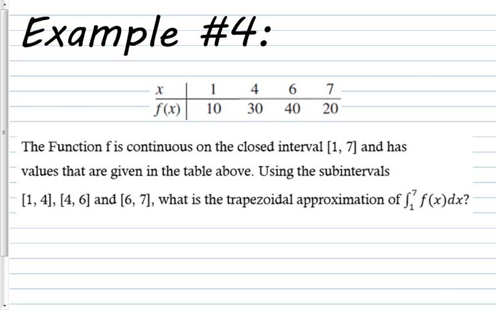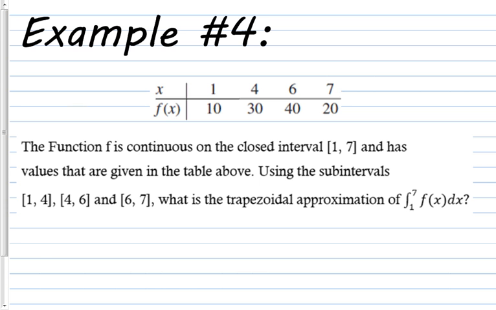Example 4. So this is one of those logical thinking questions. The function f is continuous on the closed interval from 1 to 7 and has values that are given in the table above. Using the subintervals 1, 4, 4, 6, and 6, 7, what is a trapezoidal approximation of the integral of f of x from 1 to 7? So basically, they're asking you to find the area using trapezoidal approximation for the interval from 1 to 7, but all they gave you was a table of values.